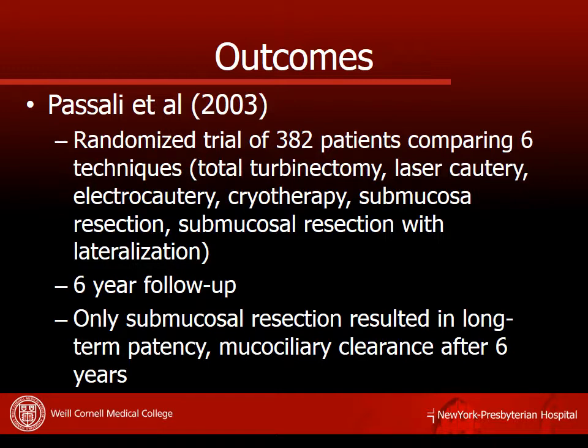So what are the outcomes? In 2003, Pacelli performed a randomized trial of 382 patients comparing 6 techniques: the total turbinectomy, laser cautery, electrocautery, cryotherapy, submucosal resection, which is the turbinoplasty, and a submucosal resection with lateralization. The patients were followed for 6 years, and only the submucosal resection with and without the lateralization resulted in a long-term patency and mucociliary clearance after 6 years. So this highlights the importance of maintaining an intact mucosal layer.